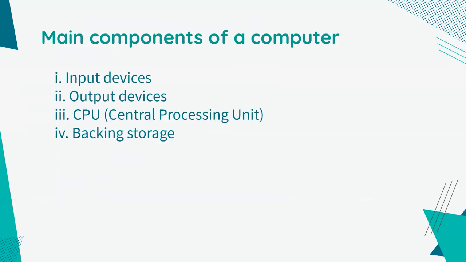Next, I'm going to talk about the main components of a computer. In a computer, there are four main components. Those are input devices, output devices, the central processing unit, which is the CPU, and the backing storage.